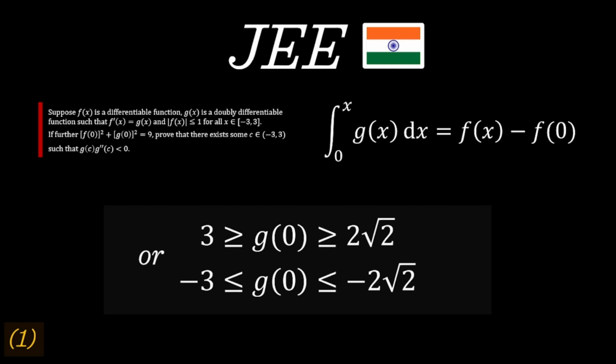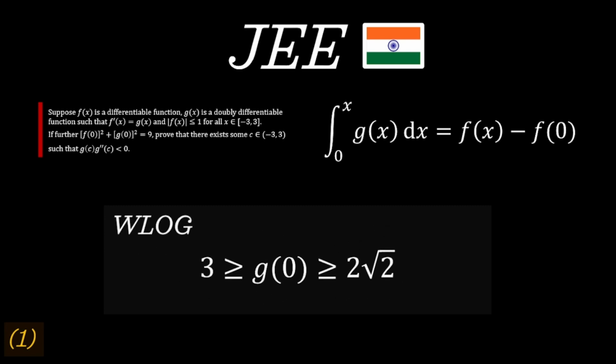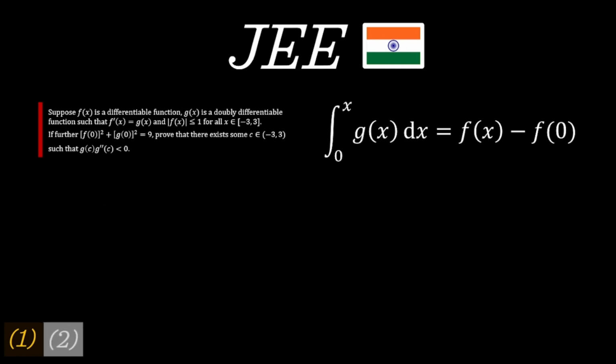Without loss of generality though, we can assume that the above inequality is true, because if we instead used the below inequality, all that would change is that f would be replaced by minus f, g would be replaced by minus g, and so on. Overall, the quantity g of c times g double prime of c does not change, so for our analysis purposes, we can choose any of the two inequalities. So we'll choose the above one. Anyway, call this relation number 2 and keep it on the bottom left again like this.